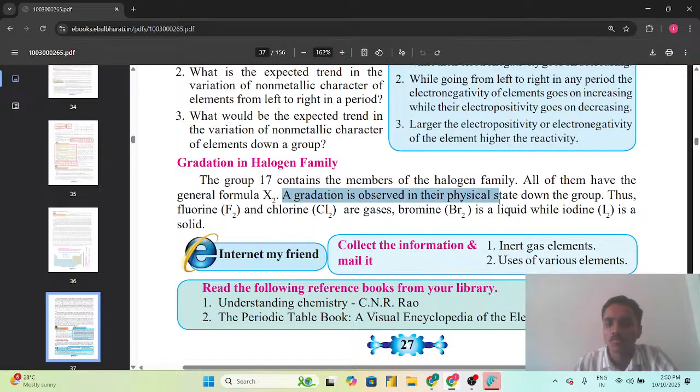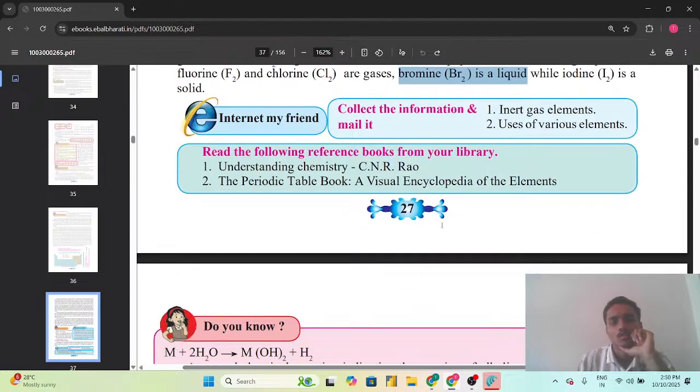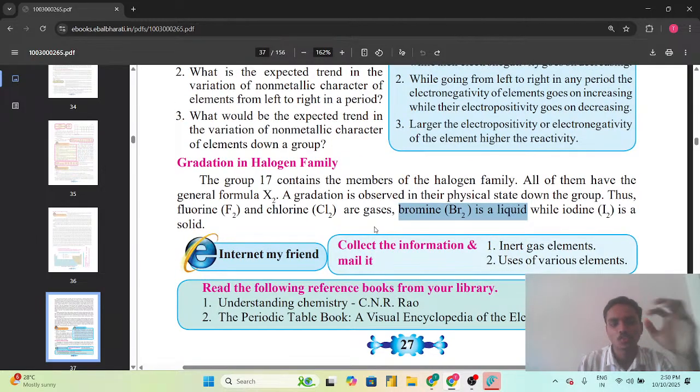A gradation is observed in their physical state down the group. Thus fluorine F2 and chlorine Cl2 are gases. Bromine Br2 is a liquid, and iodine I2 is a solid. So this is the gradation observed along the halogen family: fluorine and chlorine are gases, bromine is in the liquid state, and iodine is a solid. Why are they showing Cl2 only?